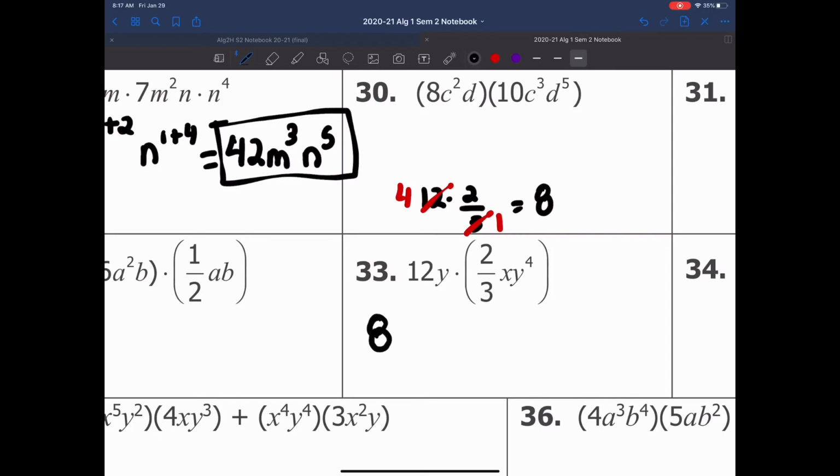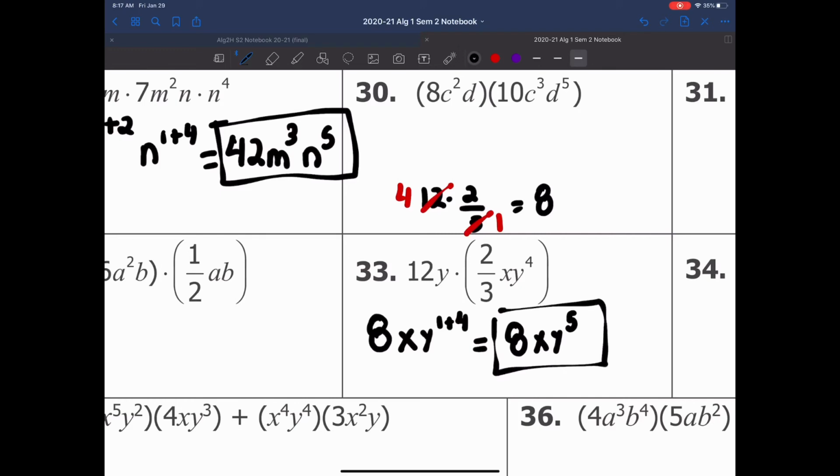Now let's deal with our variables. So obviously I have a y to the first and a y to the 4th, but I also have x. I'm just going to write my x first because it's alone. So really we have just no x's over here and 1 x over here. So I'm just having essentially 1 times x to the first, which is just x. Now let's deal with the y's. We have y to the first times y to the fourth. That is y to the 1 plus 4. So my final answer is 8x y to the 5th power.